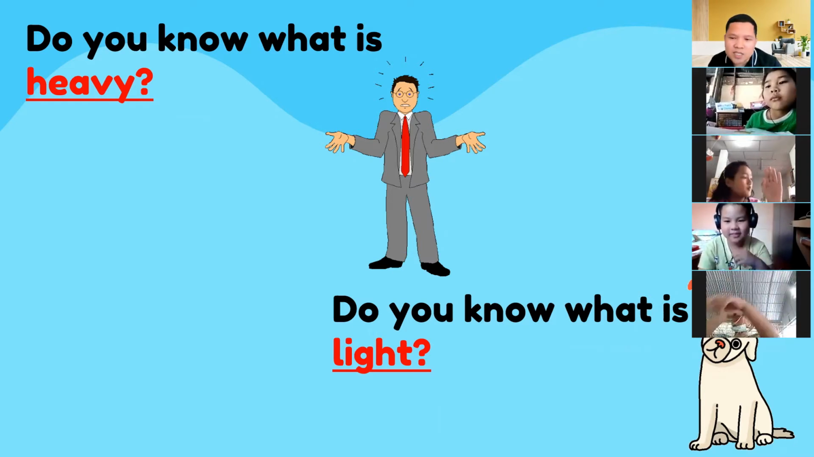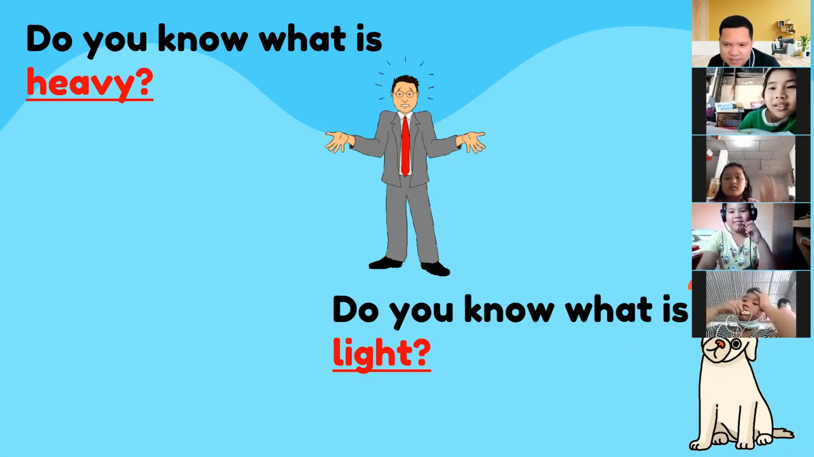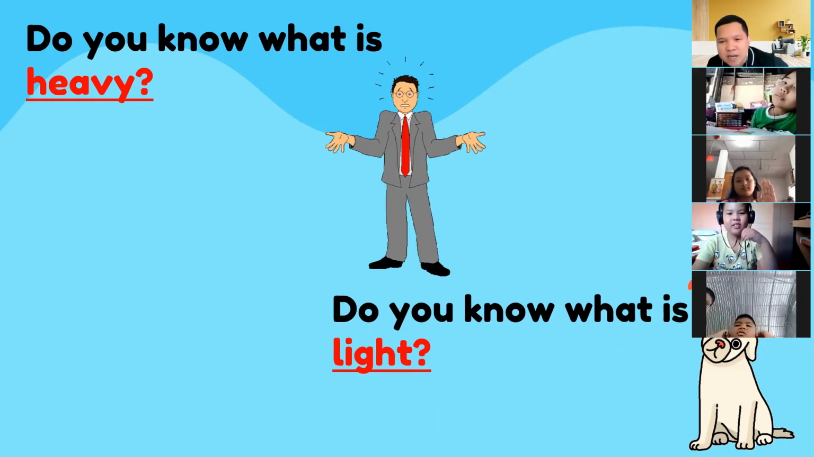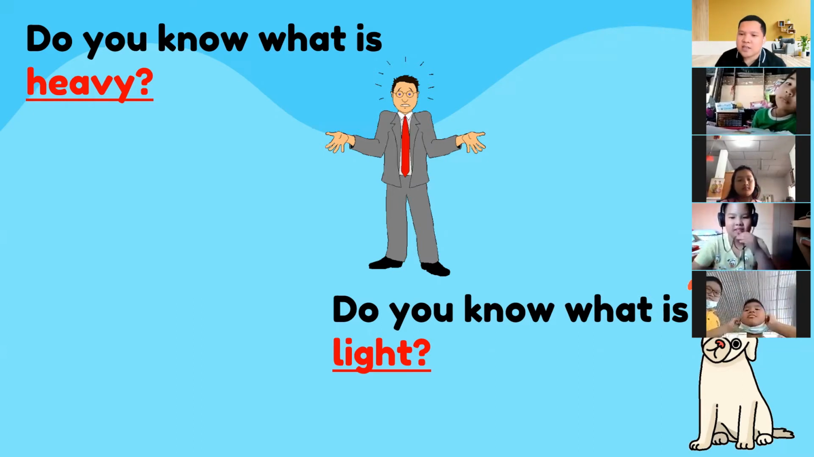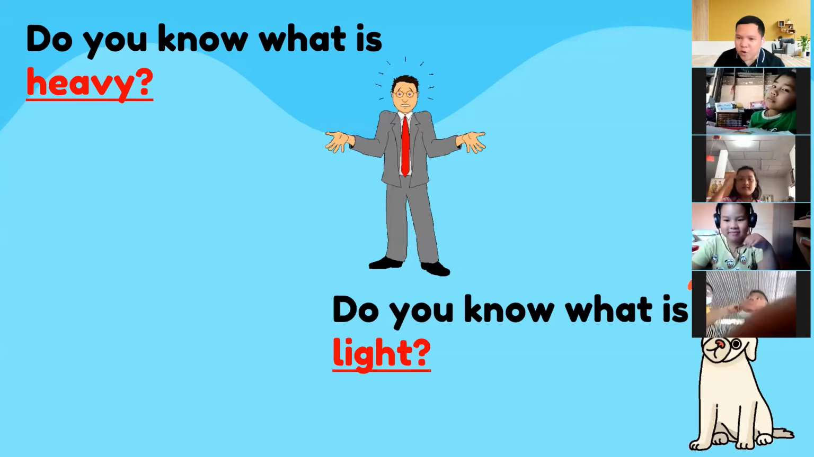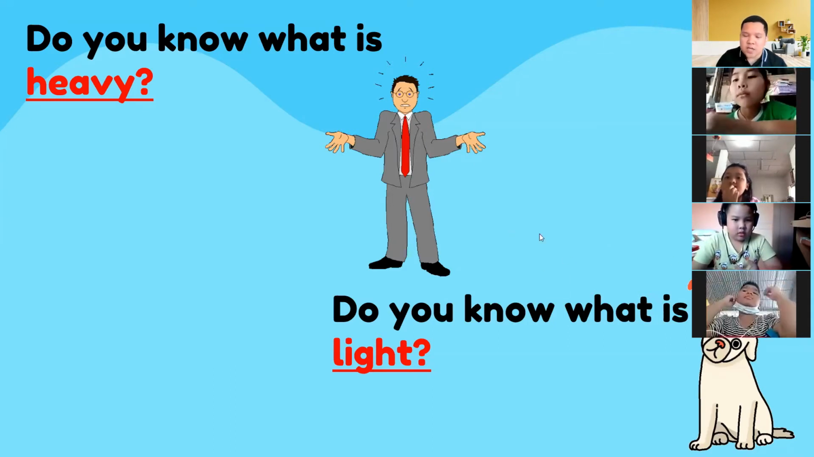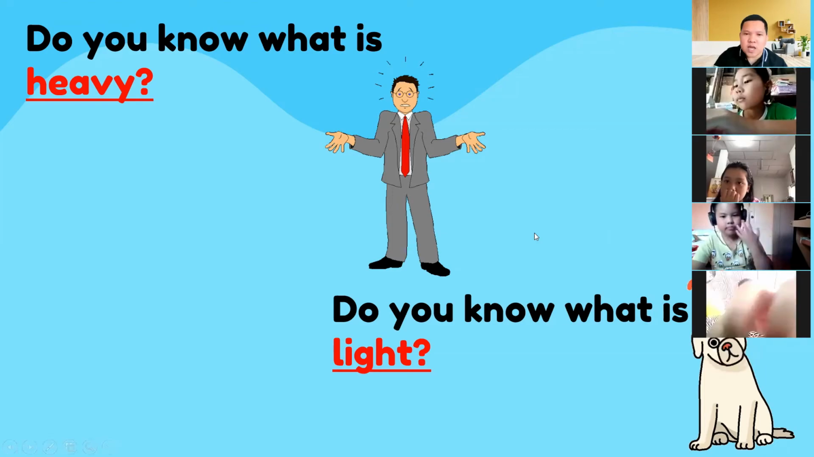Yes. What is light? Can you show me something? Pen. A pen is light. How about heavy? Can you give me an example? What is heavy? Ship. Oh, very good. Okay. Let's watch this video from your classmates to understand what is heavy or what is light.